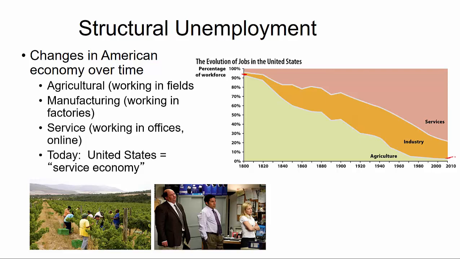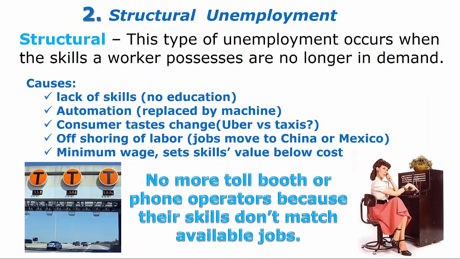A similar thing has happened in industry. The height of American manufacturing was probably in the 1950s. And today we have fewer jobs in manufacturing not because of foreign competition so much, but because machines have replaced people. So that's part of the structural unemployment. This type of unemployment occurs when the skills that a worker possesses are no longer in demand.